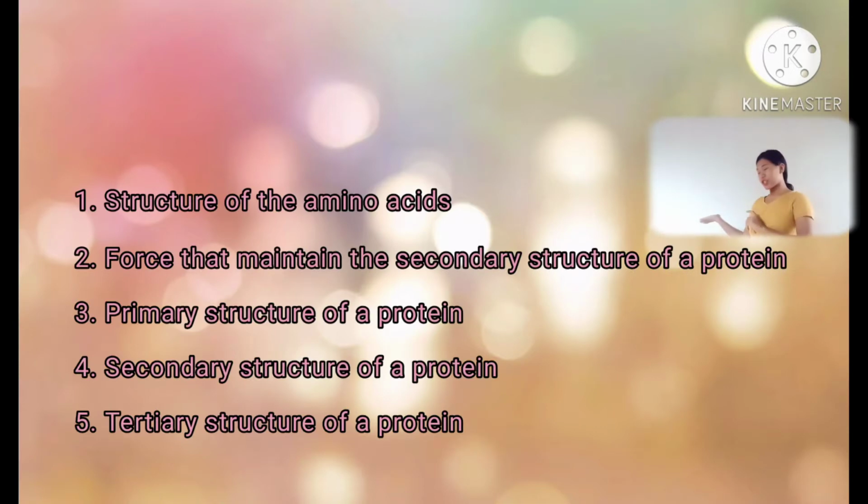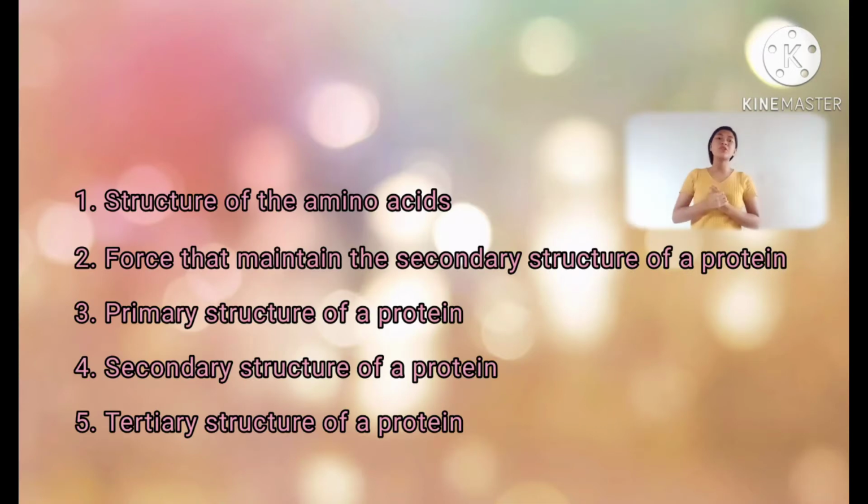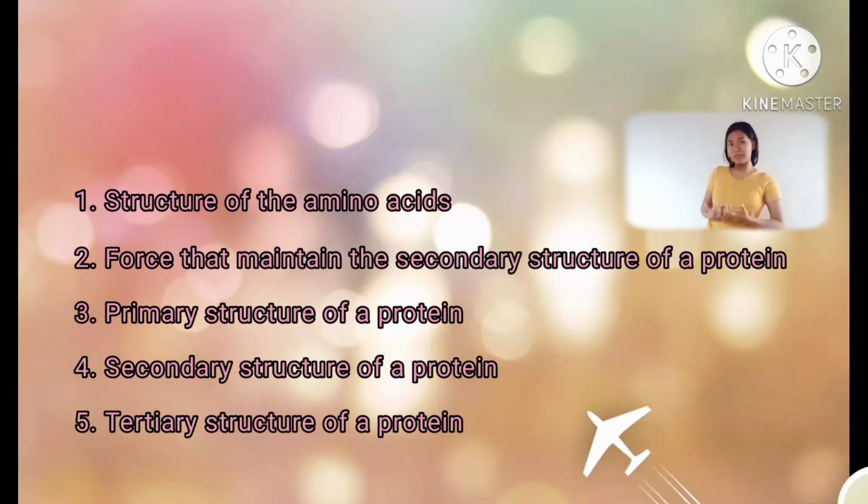The questions though are, how did these amino acids form? What are its contents? And how did this amino acid form into the proteins that we are seeing today, and how did this function? There are actually 5 major objectives to be met in this video. The first is to know the structure of the amino acids. The second is to know the forces that maintain the structure of the proteins. The third is the primary structure of the proteins. The fourth is to know the secondary structure of the proteins. And the fifth and last is to know the tertiary structure of a protein.